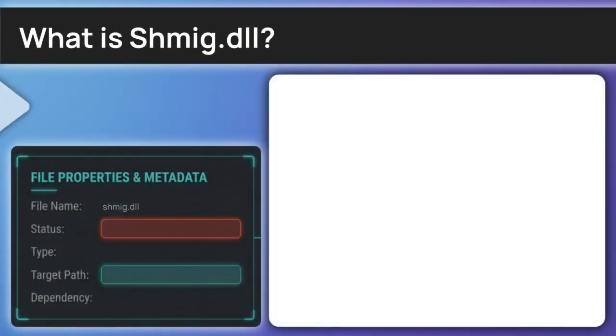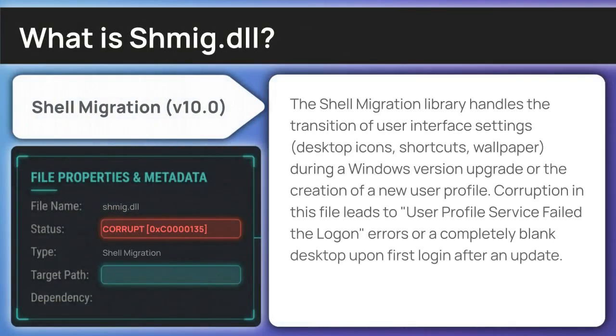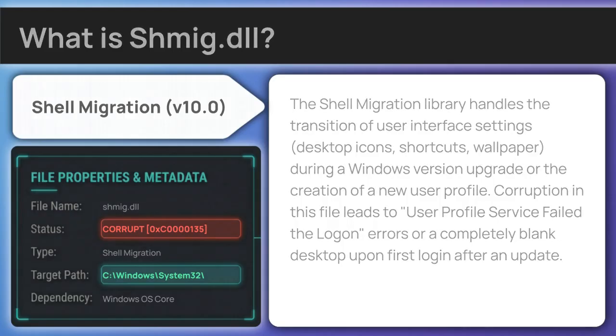This is the Shell Migration Library. It handles the transition of user interface settings, desktop icons, shortcuts, and wallpaper during a Windows version upgrade or the creation of a new user profile. Corruption in this file leads to "user profile service failed the logon" errors, or a completely blank desktop upon first login after an update. Enough of the technical side. Let's get these files back onto your system.